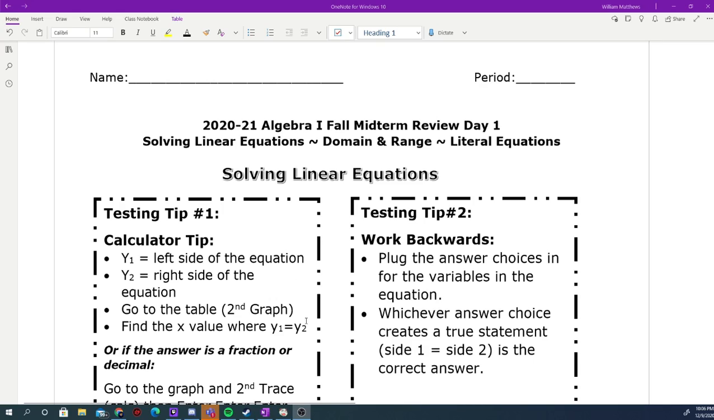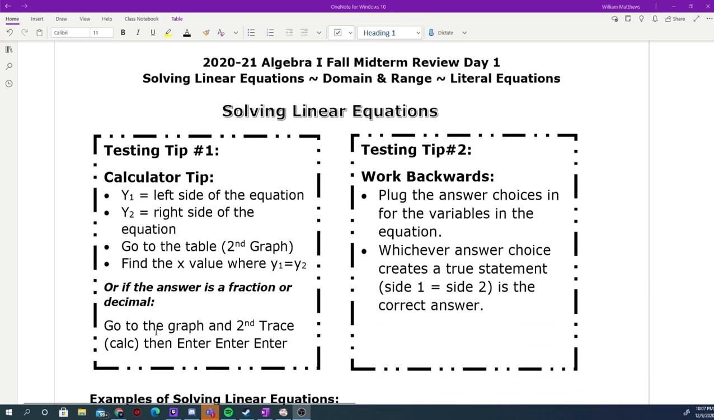When given an equation to find the value of a variable, you can plug it in the calculator using the y equals function. Type your left expression, your left side, in y1, and then the right expression, the right side, into y2. Then you can go to the table and find the x value where our y values are equal. If it's a decimal, you can go to the graph and use your second trace, which is a calculation option, and 5, and then press enter 3 times and find where they cross, the intersection.